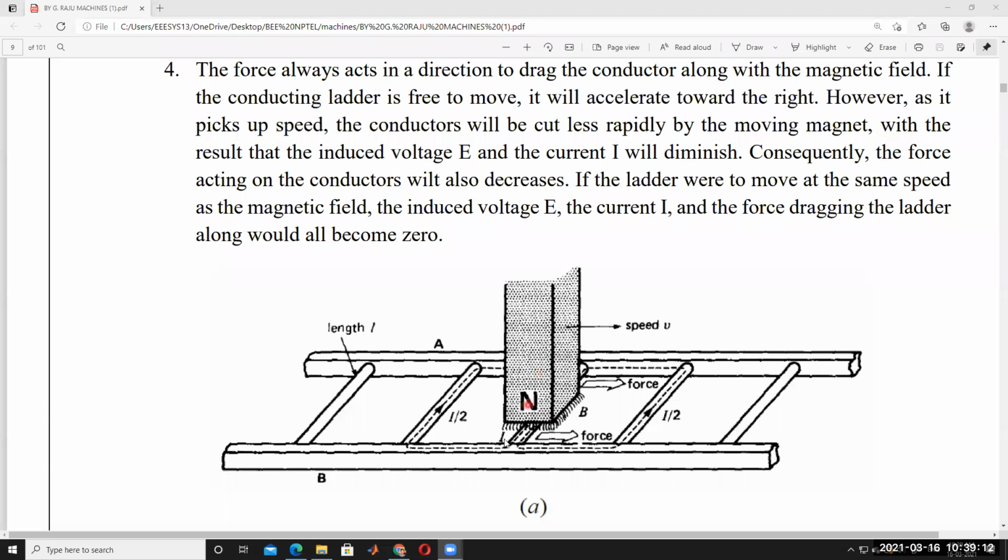Effect opposes the cause. Because of this EMF induced and current developed, it's always trying to reduce this current, EMF E equal to 0 and I equal to 0. That's why it's always trying to move in the direction of the stator rotating magnetic field, whatever the speed of the stator rotating magnetic field. So it is always trying to rotate at less than that speed.